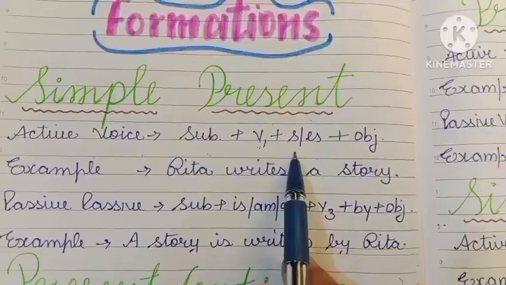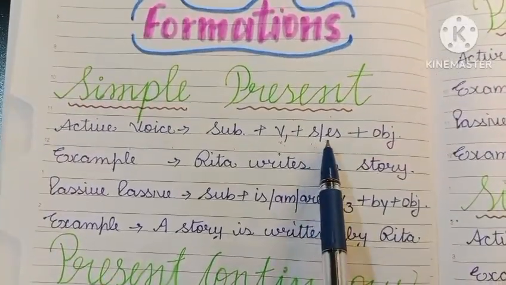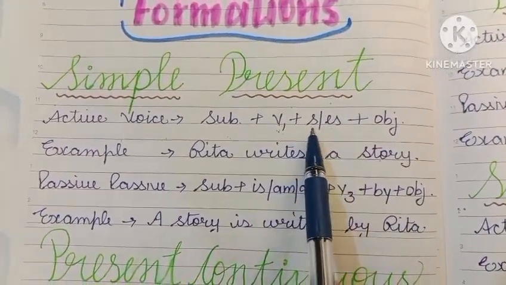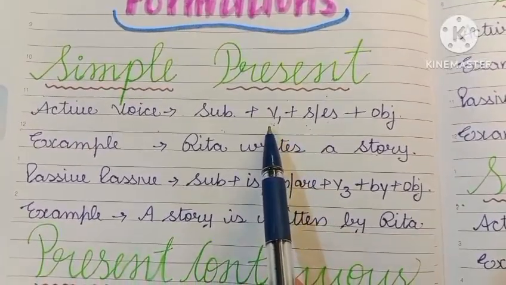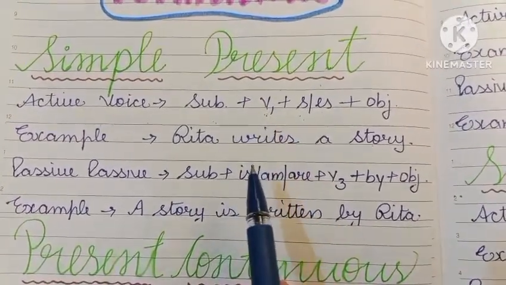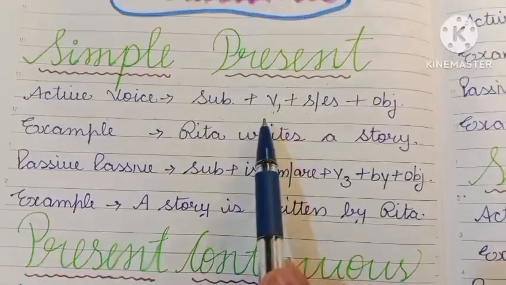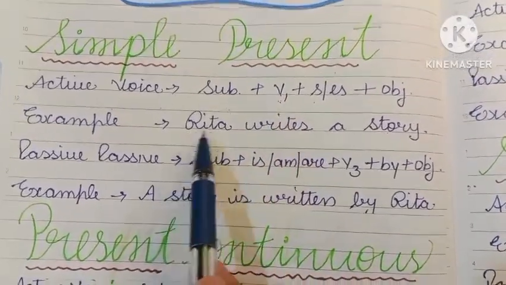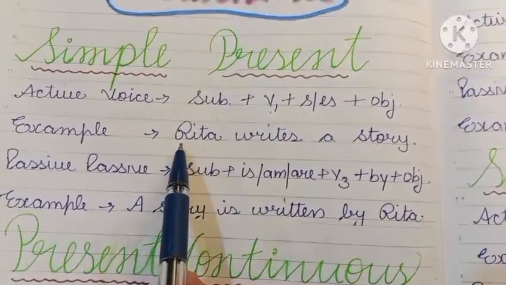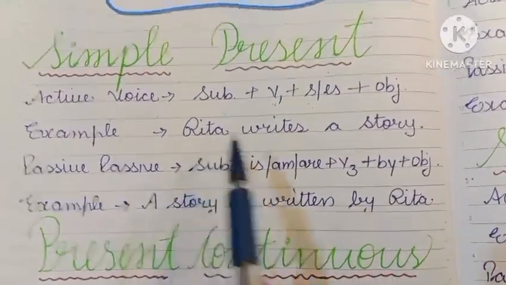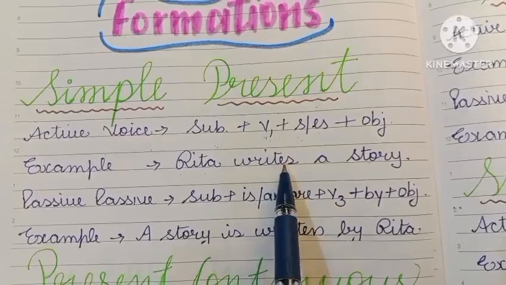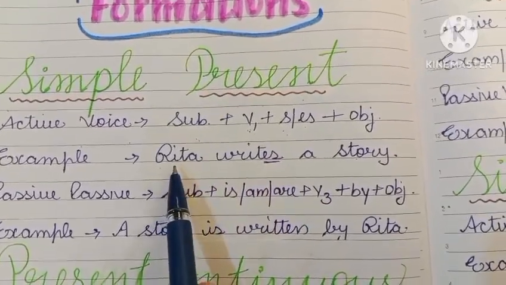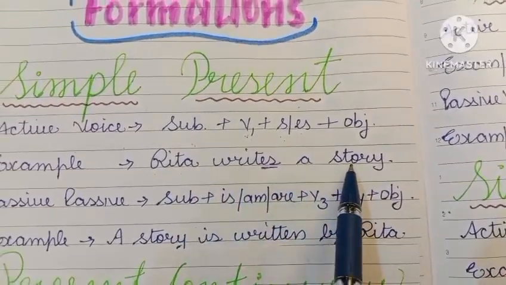Beta, I have already told you that we use s or es with the third person in singular form only, and with all other personal pronouns we use just the first form of the verb. Now here Rita is singular and it is third person in singular form, so we write here writes, and the sentence becomes Rita writes a story.